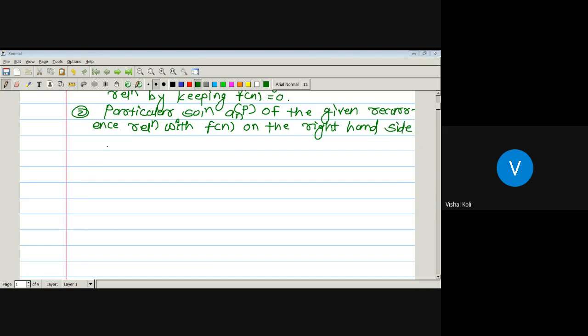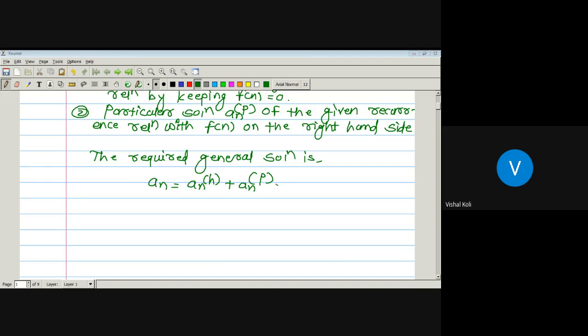So the required general solution is a(n) equal to the homogeneous solution plus the particular solution. The sum of these two solutions is our required general solution.